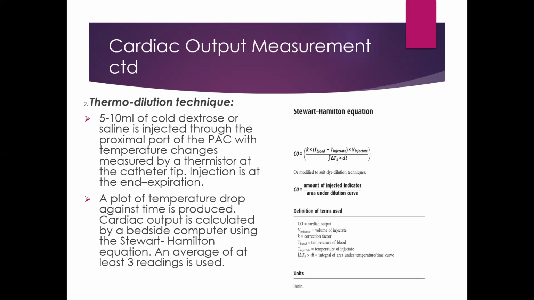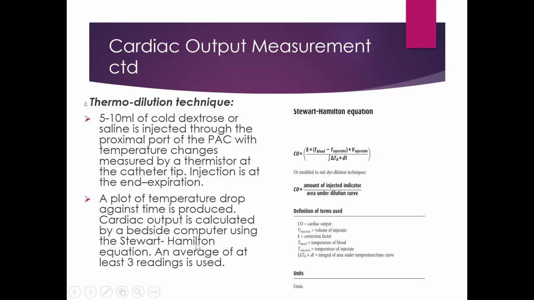The injection is at the end of expiration. So you plot a temperature drop against time, the temperature drop from the proximal port to the distal port. The temperature is measured with a thermistor at the distal port of your pulmonary artery catheter. And from this, you get the cardiac output by using the Stewart-Hamilton equation.